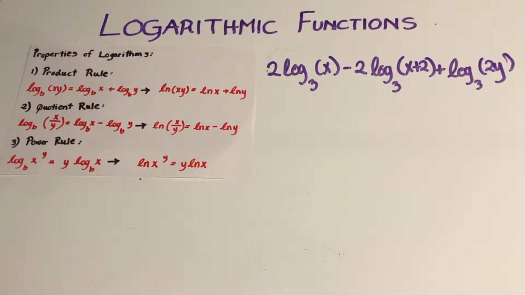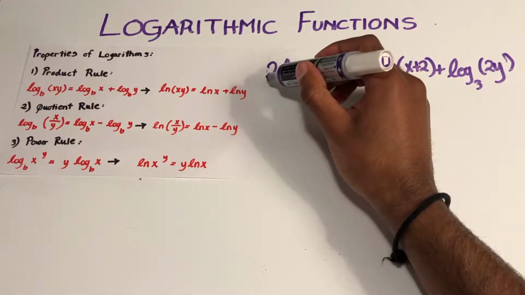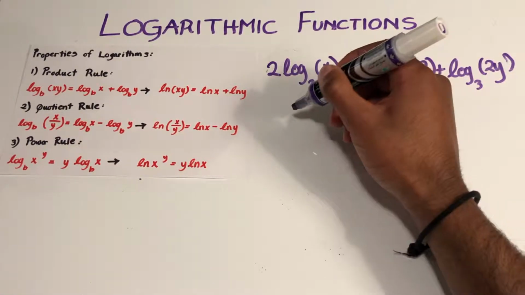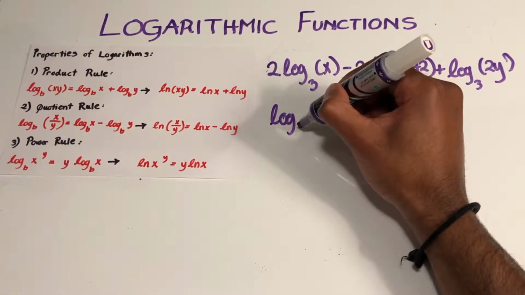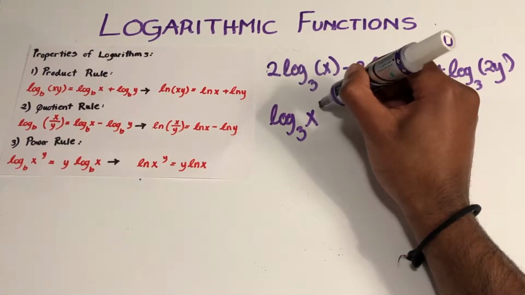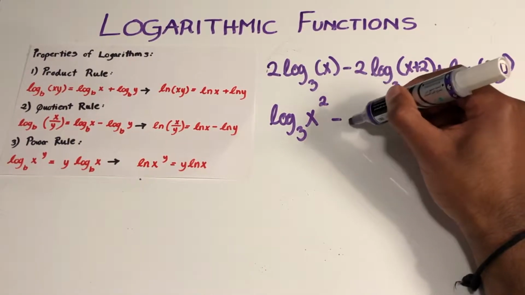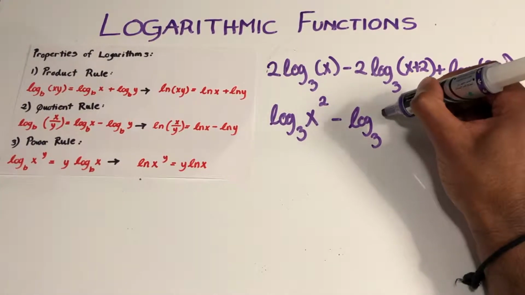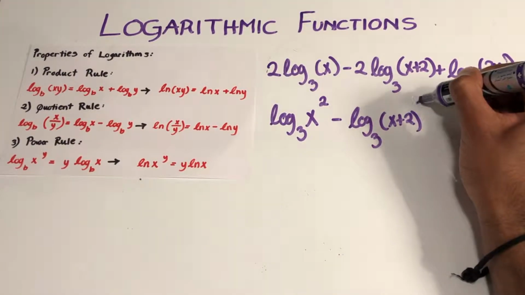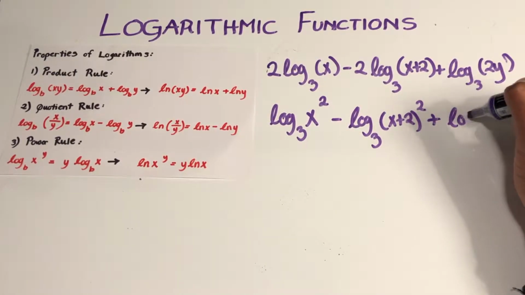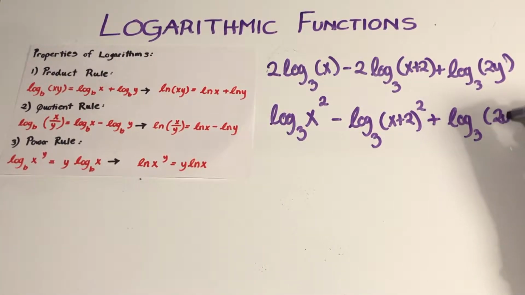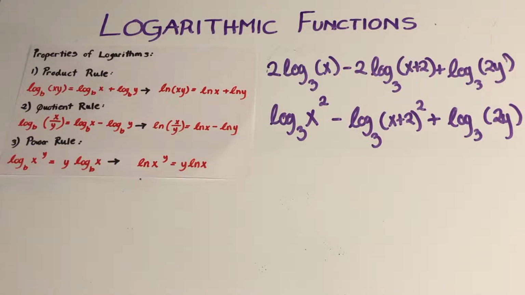What I like to do first is get rid of those leading terms, the 2 here, the negative 2 here. I know they're going to become powers, so I can just clean this up a little bit. So the 2 is going to become x squared, and then minus here we have log base 3 of x plus 2 squared, plus log base 3 of 2y. You still have 3 logarithmic expressions, and since they're all the same base, you can go ahead and start combining.